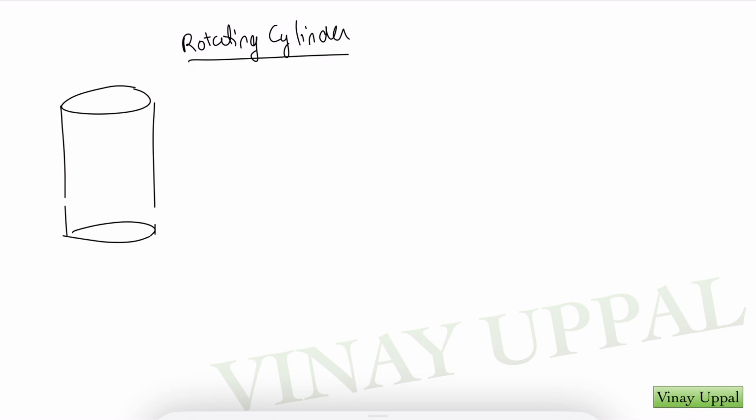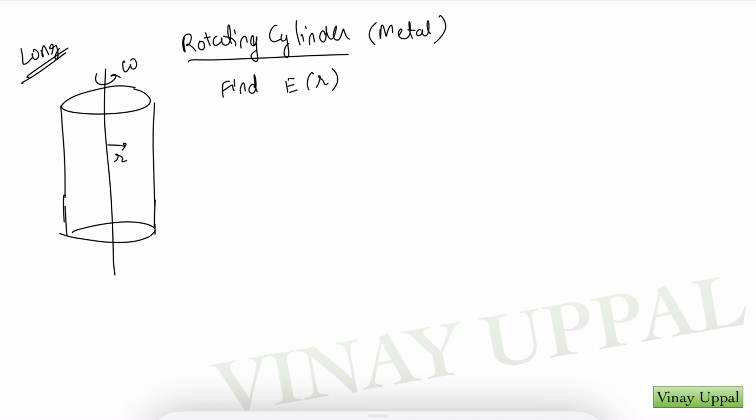And let's finally look at another example of a rotating, or rather accelerating, conductor. So I'm taking the case of a rotating cylinder. A rotating metal cylinder, long. The question is asking us, first of all, to find the electric field as a function of r. We are assuming steady state, where the electron is also rotating with the same angular velocity as the cylinder.